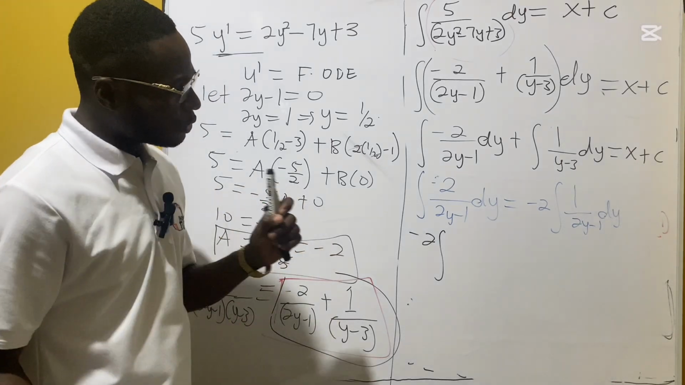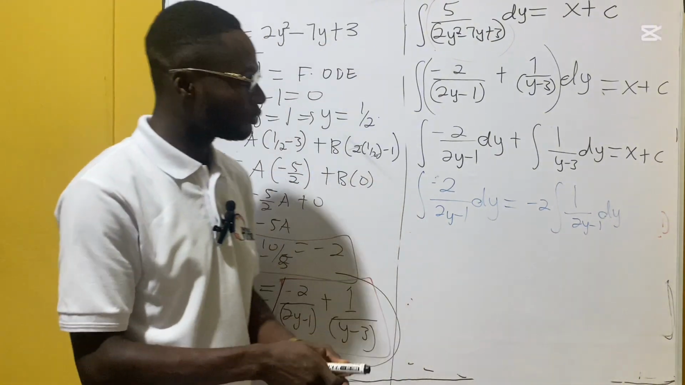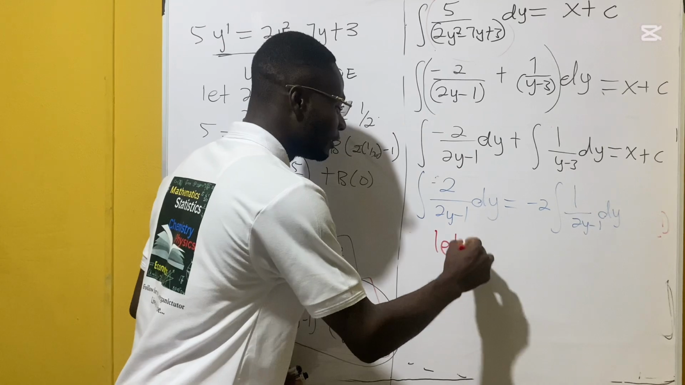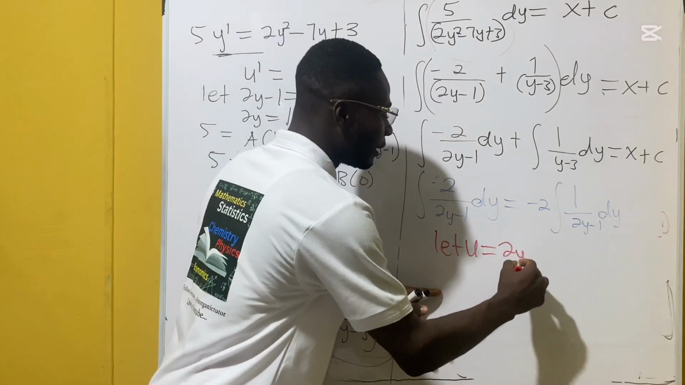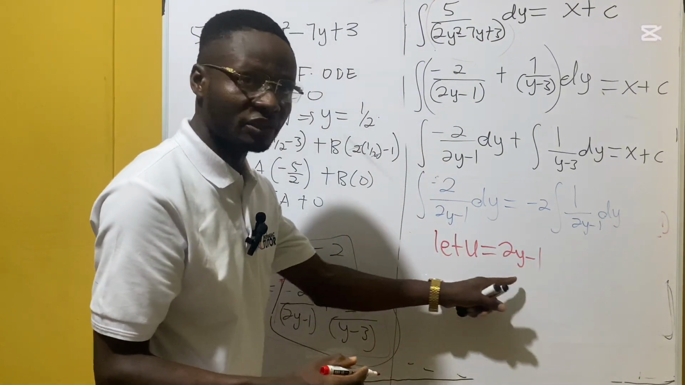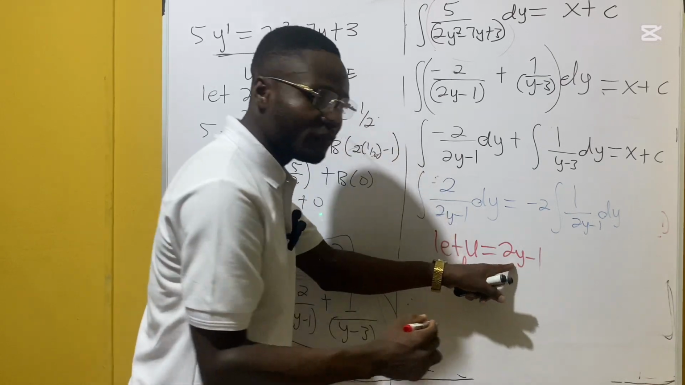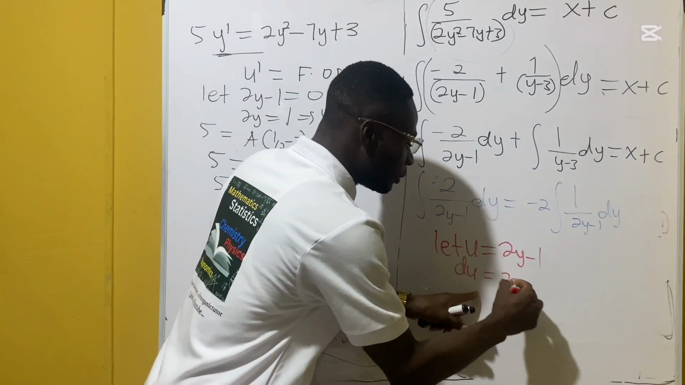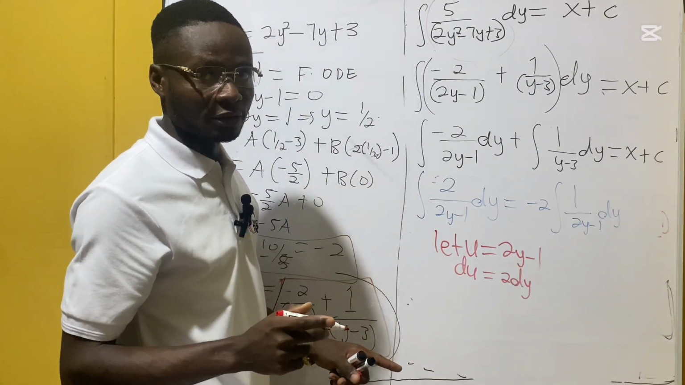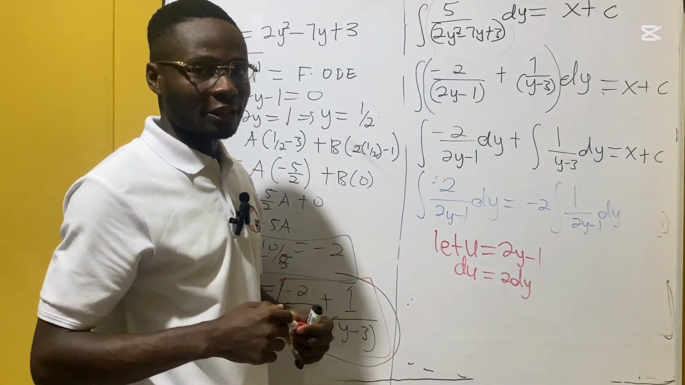So what I will always advise is when you get here and you don't know what to do, just use substitution, use u, right? So let u equals 2y minus 1, right? So if that is true, then differentiating both sides with respect to their variables, du will be equal to differential of 2y is 2 dy, and then differential of negative 1 is of course 0 because it's a constant.